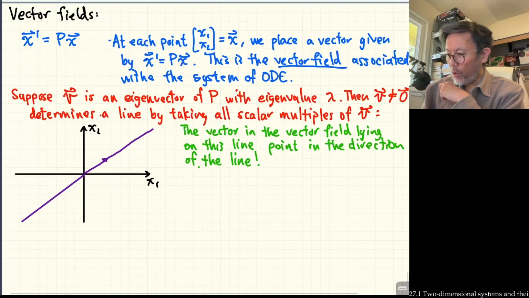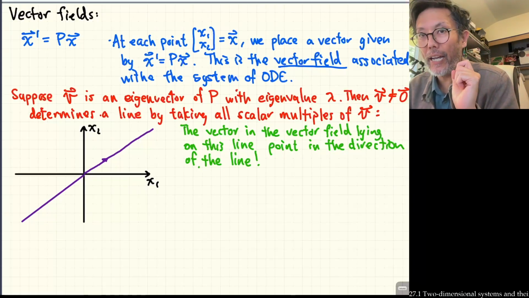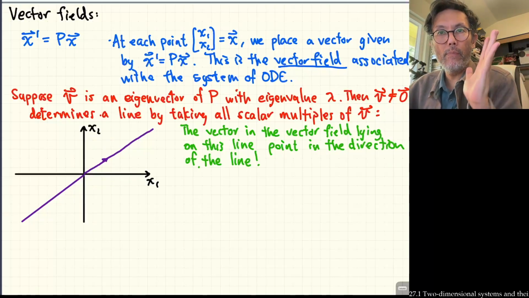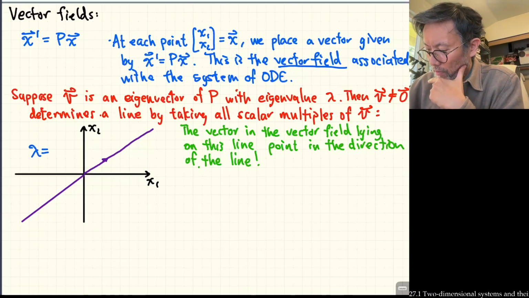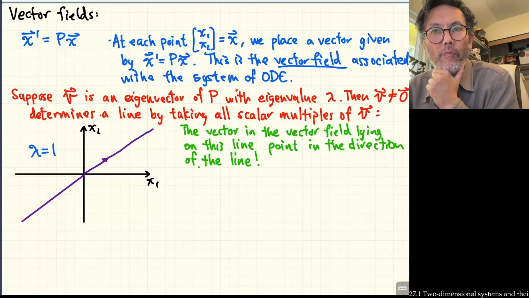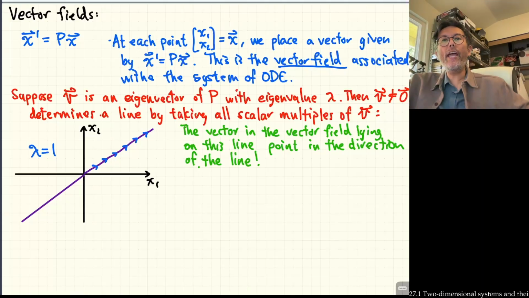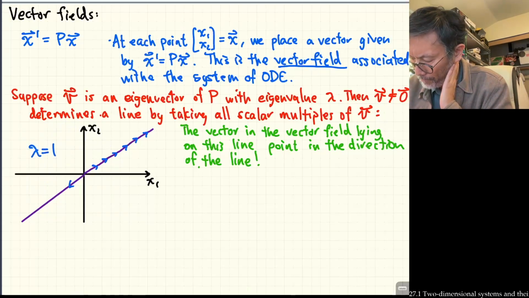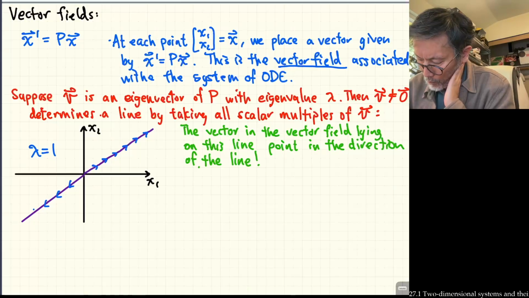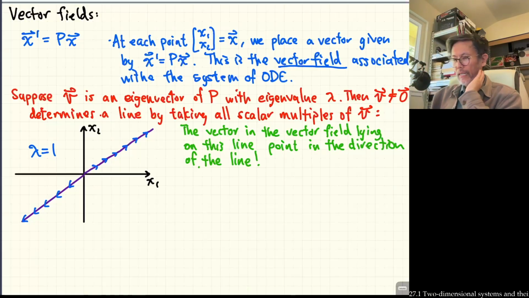So if I think about what the vectors look like along this line, and let's say for a moment that lambda is equal to 1 in this picture, then these vectors are going to point in the same direction as the purple line, but away from the origin. Like that.